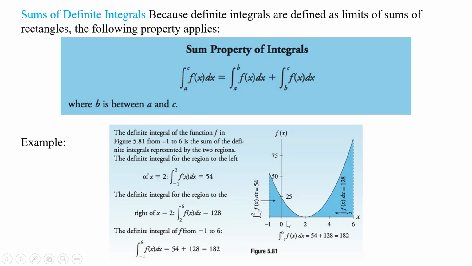So we split it into two integrals. We found both of those because it was easy to do. And then we were able just to add those values together to get our final value. So that's how the sum property of integrals works.